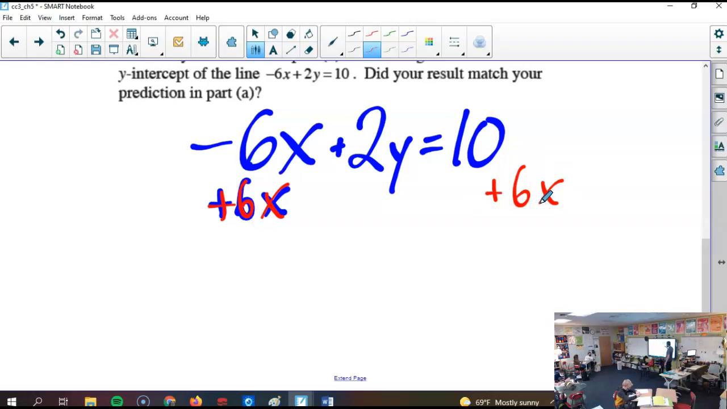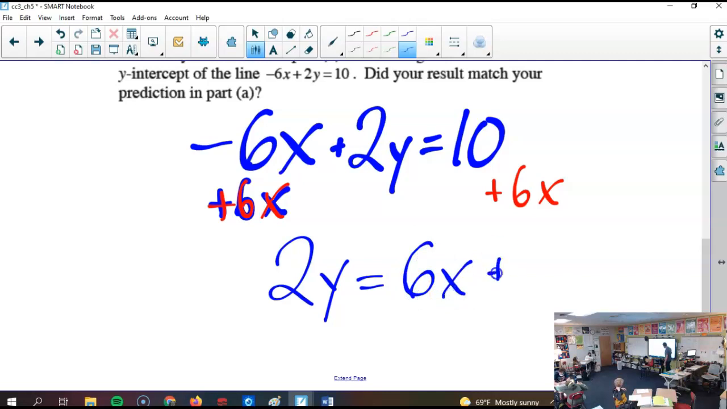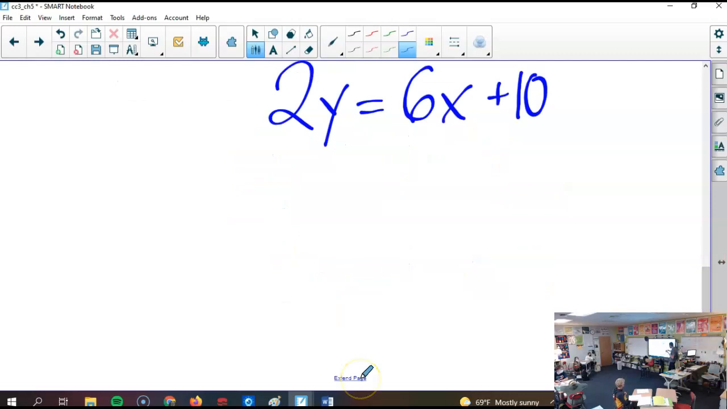Now, can I actually add 6x to 10? No, so we just write it, right? We can't do it, so we just write it. 2y equals either you can write 10 plus 6x, or if you want to put it in the way we like better, put 6x and a positive 10. Because my 6x is positive, my 10 is positive. So now, Renal, can you tell me what we should do to this to get the y by itself, quote unquote?